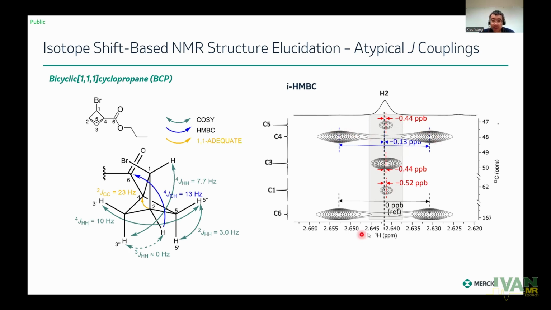So if we map this back, we can see that the 2-bond correlations here are very small, but the 3-bond and 4-bond are much stronger than the 2-bond correlations. But if we don't rely on the peak intensity, we can reliably build the connection from C2 to C5, C3, and C1 just based on the isotope shift information.